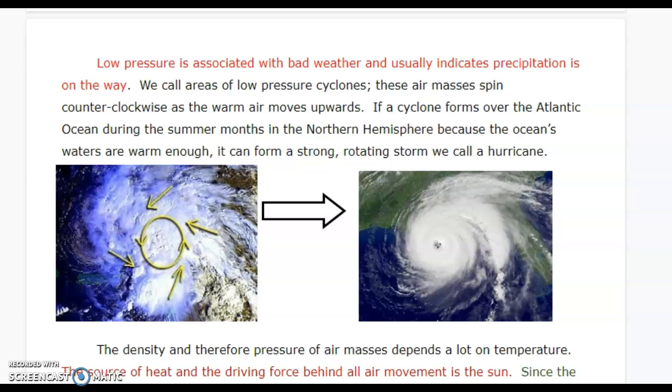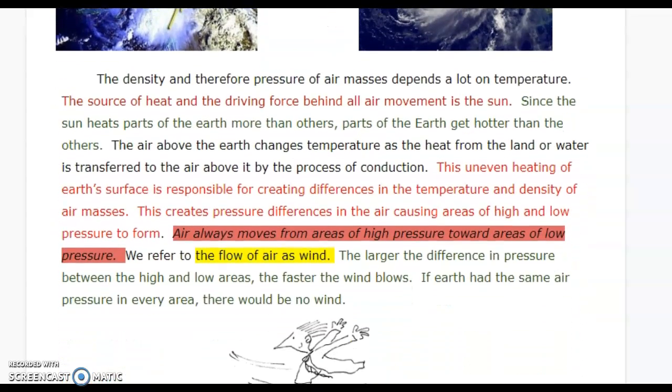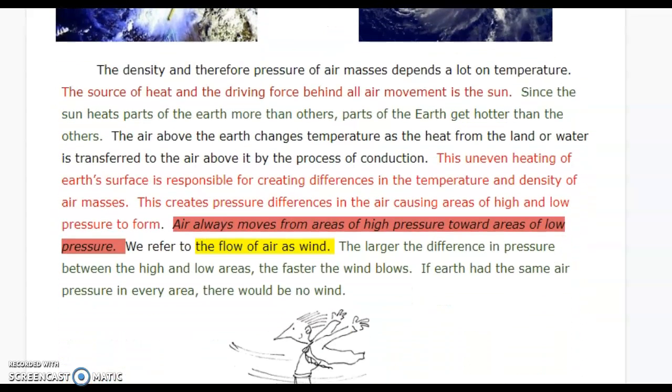If a cyclone forms over the Atlantic Ocean during the summer months in the northern hemisphere because the ocean's waters are warm enough, it can form a strong rotating storm we call a hurricane. The density and therefore pressure of air masses depends a lot on temperature. The source of heat and the driving force behind all air movement is the sun.